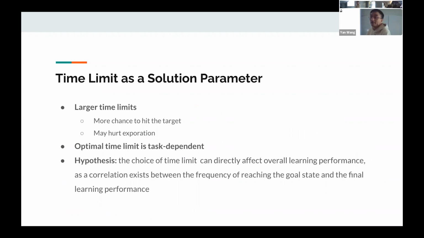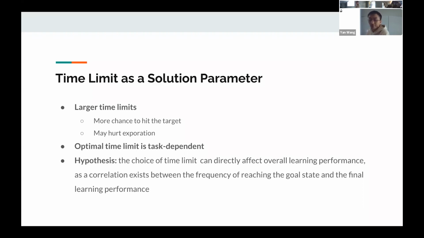One evident factor is the exploration strategy. My thesis does not focus on exploration. Instead, we focus on an often ignored parameter in task specification, the time limit. Intuitively, a large time limit will increase the chance of reaching the target since it gives the agent more time to explore the environment. However, a large timeout will only hurt the exploration if the agent gets stuck in some uninformative states. Thus, the optimal time limit should be task dependent.